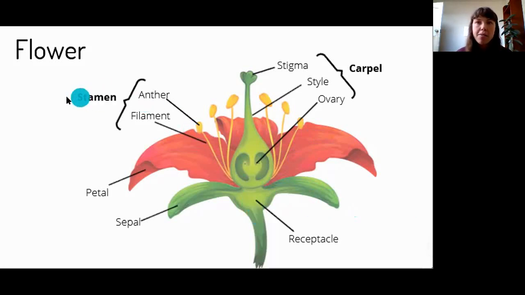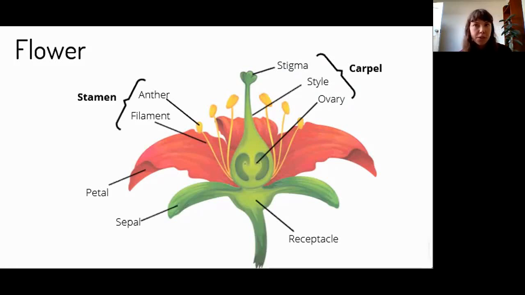The stamen are the male organs, and there can be many of these in one flower. The pollen is held in a sac called an anther at the top of these stalks called filaments. And the carpel is over here, is the female organ, and the stigma is sticky to receive the pollen. And there can be one or several carpels fused together in one flower.